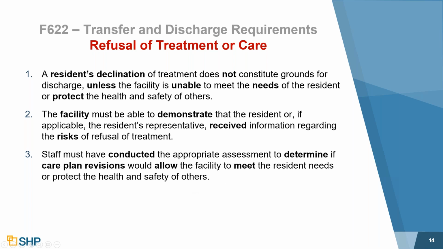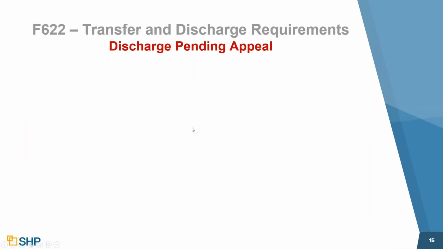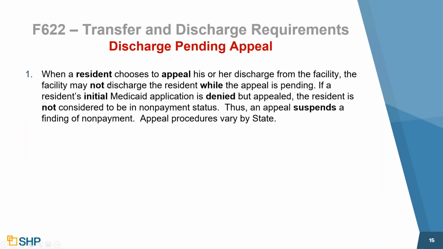So this would be a significant change, for example. Another tag number that you may want to look at, looking at this particular criteria, would be tag number 578, which deals with the resident's right to refuse treatment of care. Discharges pending appeal. When a resident chooses to appeal the discharge, the facility may not discharge the resident while the appeal is pending. If the resident's initial Medicaid application is denied but appealed, the resident is not considered to be in a non-payment status. Thus, an appeal suspends a finding of non-payment.